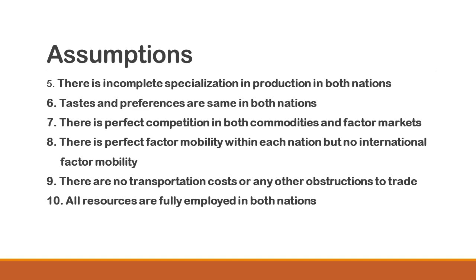And another assumption is that there is perfect mobility of factors within a country, but the model rules out the possibility of international factor mobility. That means both labor and capital in a Heckscher-Ohlin framework can move freely within the country, but labor and capital cannot move from one country to another. The model assumes that there is no transportation cost and no other barrier to international trade. Another assumption is that resources are fully employed in both nations.